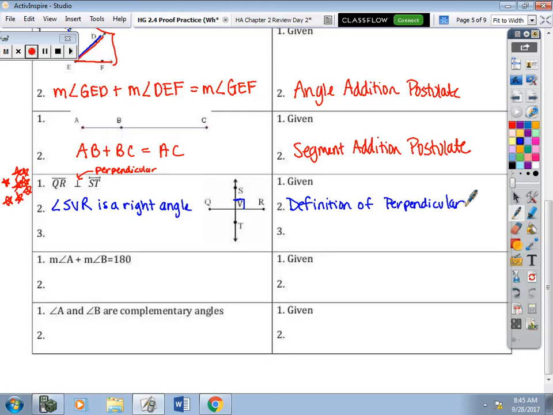Then, if we know it is a right angle, what else do we know about angle SVR? Right? It's 90 degrees. So whenever we say 90, we are going to add in the measure of angle SVR, and we'll say it equals 90 degrees. Again, I went from the word right angle to the number 90, so that's the definition of a right angle. See if you guys can try the last 2, and then we'll go over them while I pass out your homework.